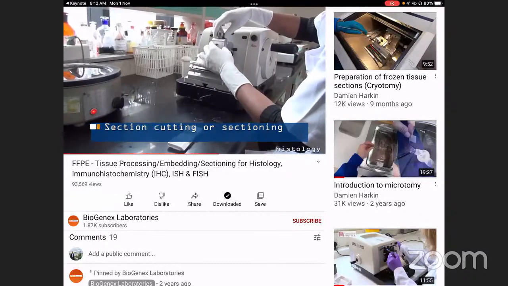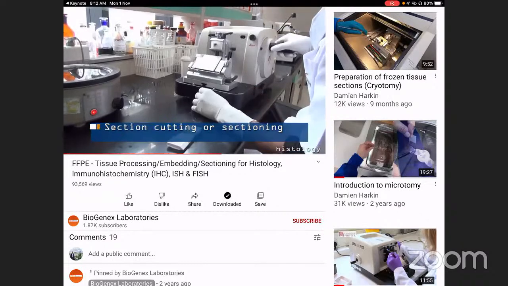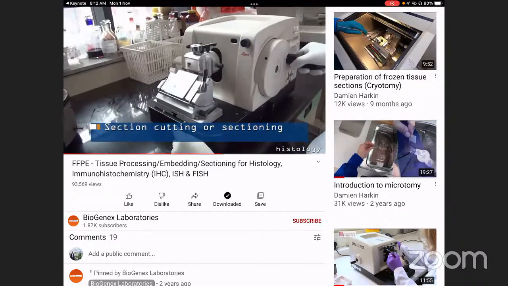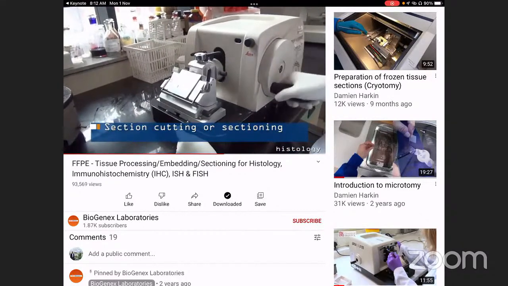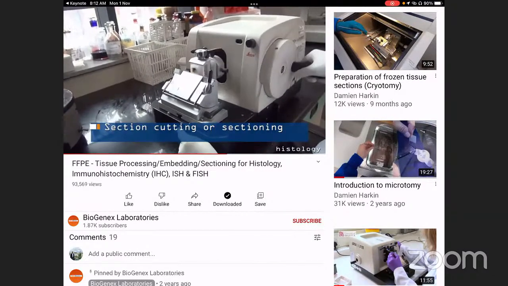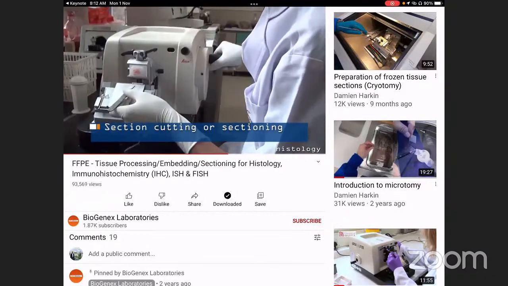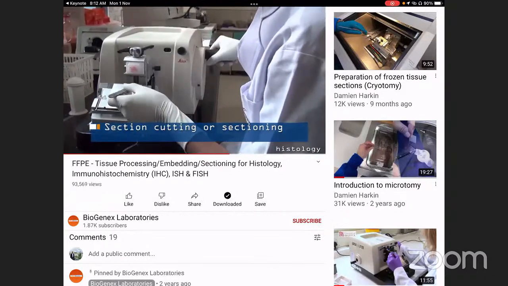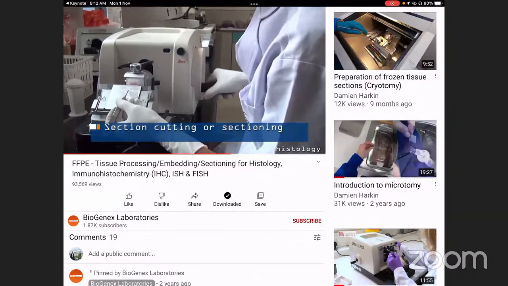Section cutting or sectioning. Once the paraffin has solidified, the tissue block is removed from the mold and placed on the microtome. In the microtome, due to friction between the knife and paraffin block, enough heat is generated with the cutting action, which allows the tissue section to adhere with each new section and forms a ribbon of sections.